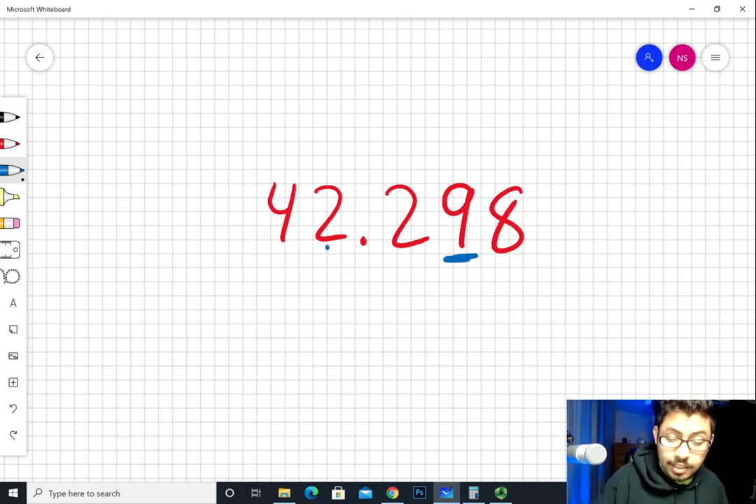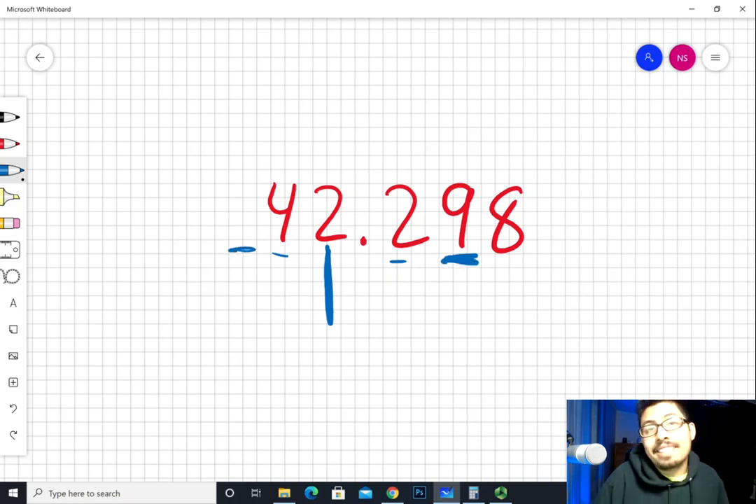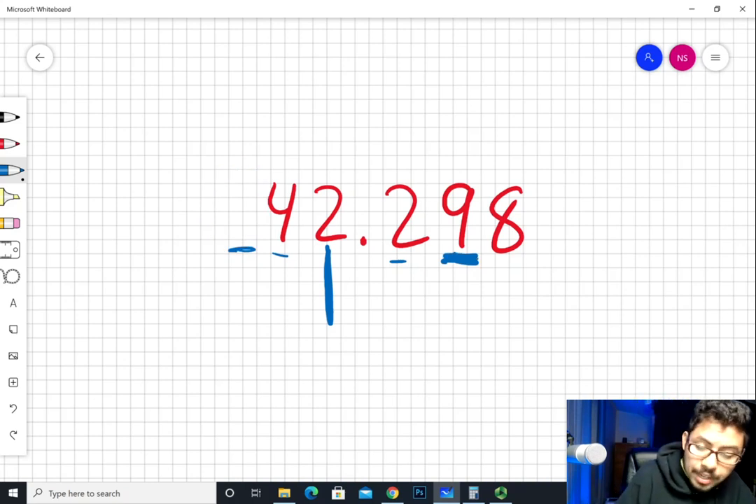Again, this is your ones place, which means this is my tens, this is my tenths. This number would be my hundredths, which means my 9 is my hundredths. So that's what you've got to keep on doing. You guys got to master your place values.